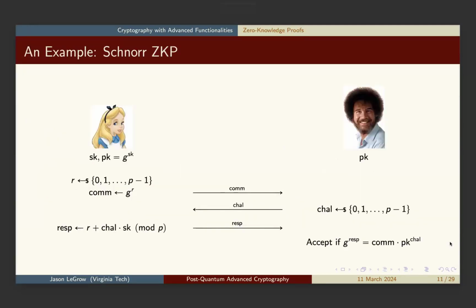Okay, so here's an example. This is the canonical example from the literature, the Schnorr zero knowledge proof. It's for exactly this thing that I said before, this discrete logarithm relation. Alice will have a secret key. Her public key is g to the power of the secret key. Bob will see the public key. He wants to be convinced that Alice knows the secret key.